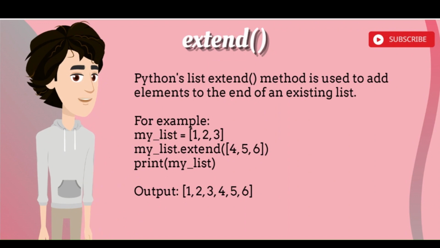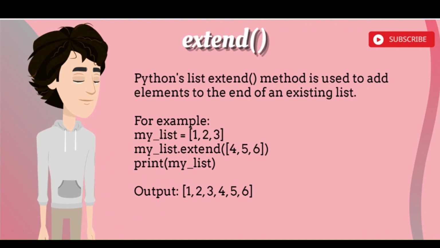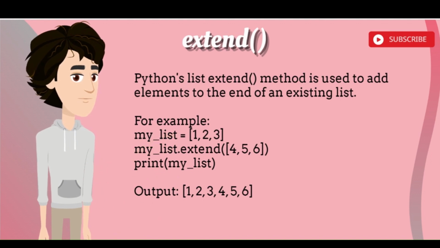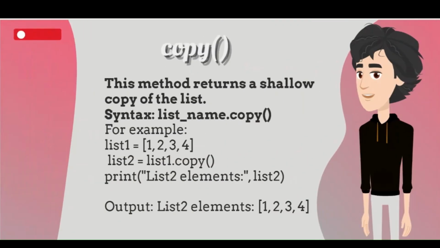Extend. Python's list extend method is used to add elements to the end of an existing list. For example, my_list equals 1, 2, 3, my_list.extend(4, 5, 6). Print my_list. Output, 1, 2, 3, 4, 5, 6.